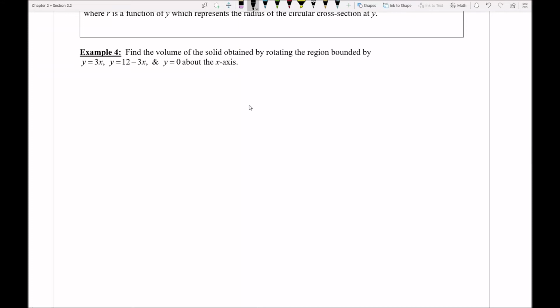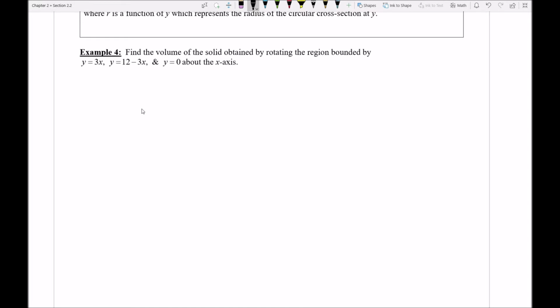In this video, we're going to take a look here at example 4. We're still going to be working with the disk method, but we're going to see here on example 4 that something strange can sometimes happen when trying to perform this method. Take a look here. I want to find the volume of the solid obtained by rotating this region, which is bounded by these different curves, about the x-axis.